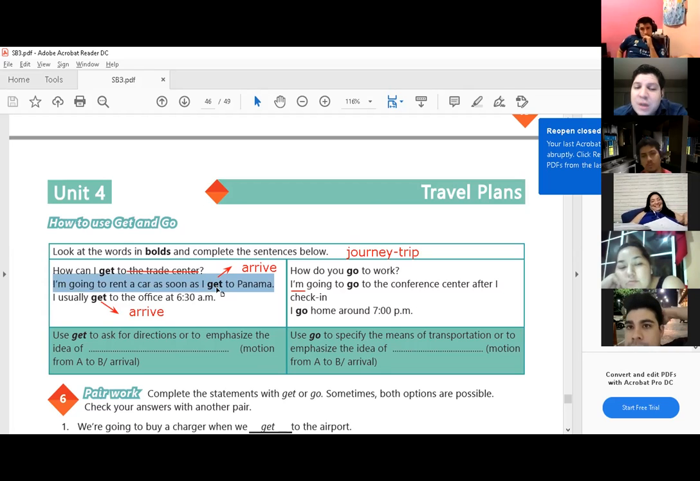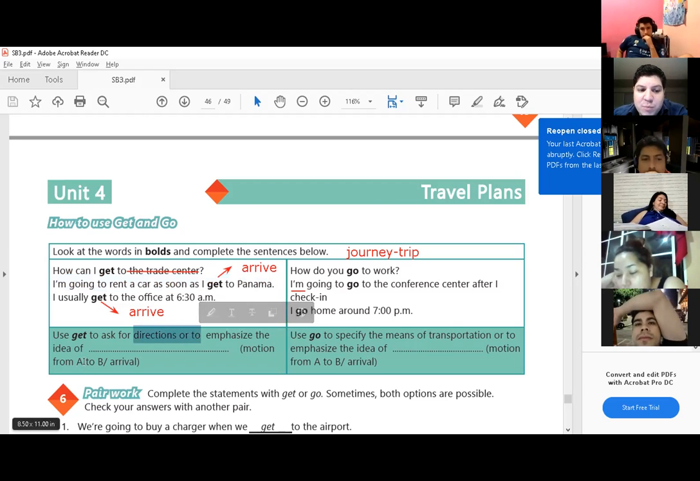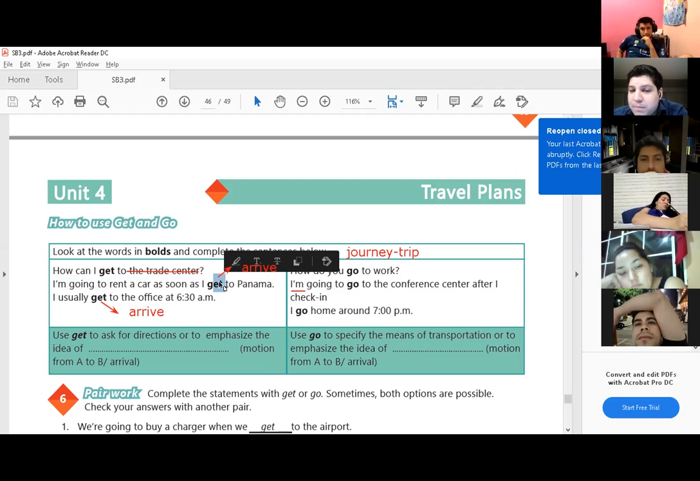Exactly. Llegar. Porque muchos se confunden con el get de obtener. So, son un montón de usos que tiene el get. Ni nos vamos a meter en todo porque sí. Brains exploding. When it's talking about directions and places from point A to point B, we can use get. We normally use get. Okay. So, en cuanto llegue a Panamá, o sea que sí lo podemos cambiar por el arrive.